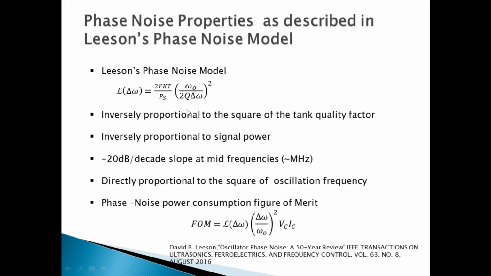So you have seen in this expression that the quality factor and phase noise are inversely proportional. It is also inversely proportional to signal power, and because of the presence of the square term, we'll see in the next slide that at mid frequency there is a slope of minus 20 dB per decade for the phase noise, and the phase noise is directly proportional to the square of the oscillation frequency.